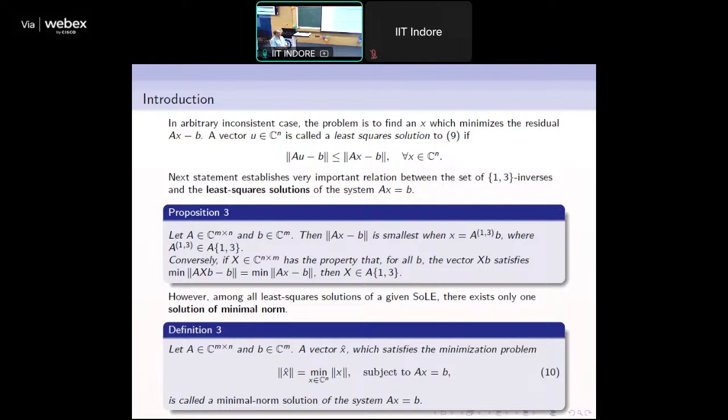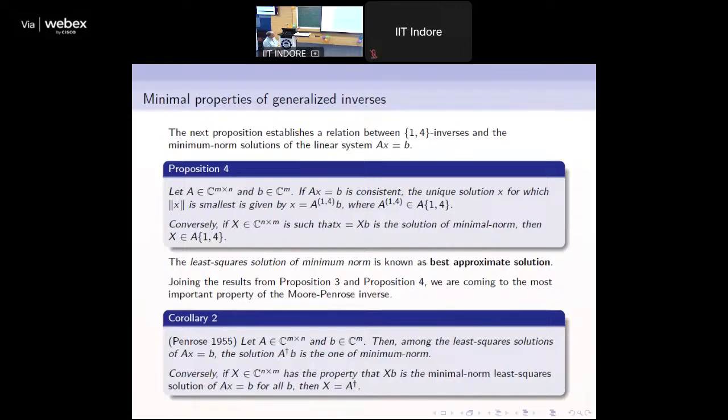And there is another property, of minimum norm. The minimum norm property is related with {1,4} inverses. If we have a solution of minimum norm, this solution is related with {1,4} inverses. And if we take a solution defined by a {1,4} inverse, then we will obtain a minimum norm solution.